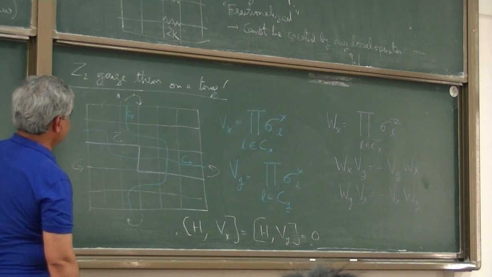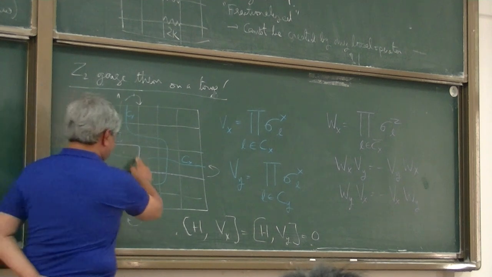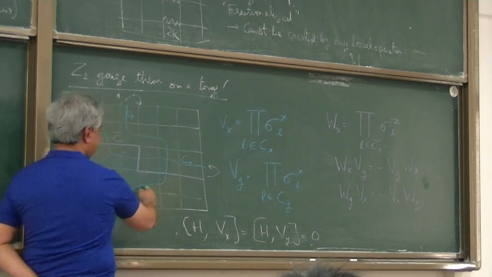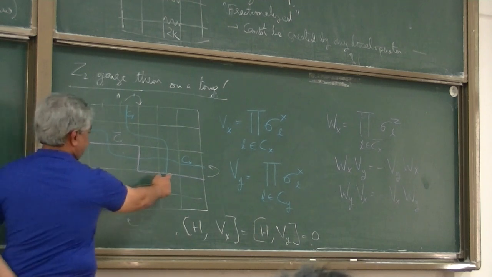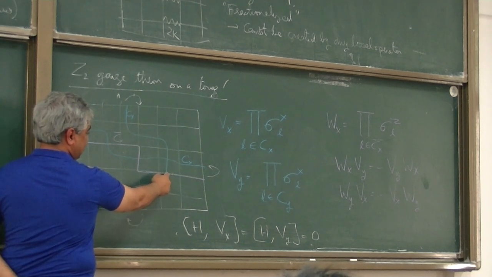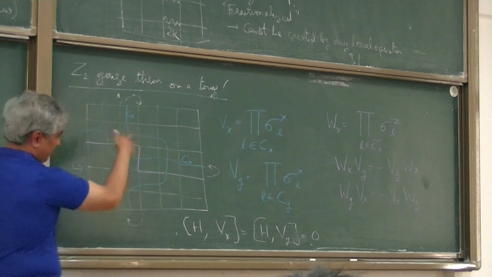an odd number of times. Sorry, am I doing this wrong? Oh yeah, sorry. C bar X and C Y must intersect an odd number of times. And when they intersect, then you get two operators, sigma x and sigma z, that anti-commute. And similarly for the others.